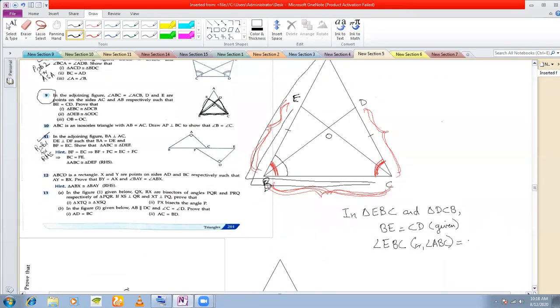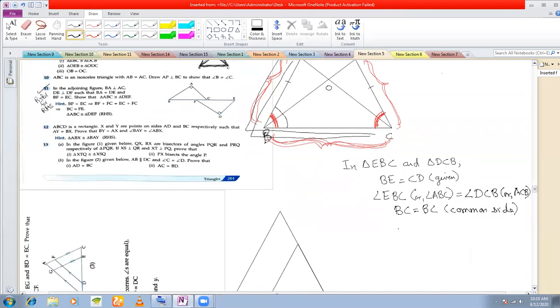So next is angle DCB, which they have said as angle ACB. Okay. And what else? BC is equal to BC, the common side. Therefore, the triangles are congruent. Therefore, triangle EBC is congruent to triangle DCB. So the first part is done. Okay. So the first part of the proof here is done.